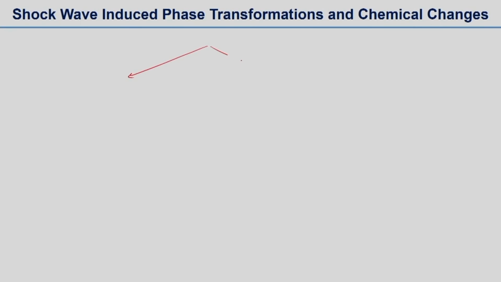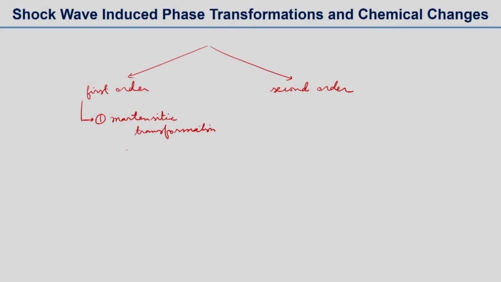As we have discussed, there are two kinds of phase transformations. One is first order, and the second is second order transformation. First order transformations include, number one, let's say the Martensitic transformation. I'm sure most of you know that, and we have discussed this Martensitic transformation. Then the second one is melting, and the third one is solidification. These are some examples of first order phase transformation.